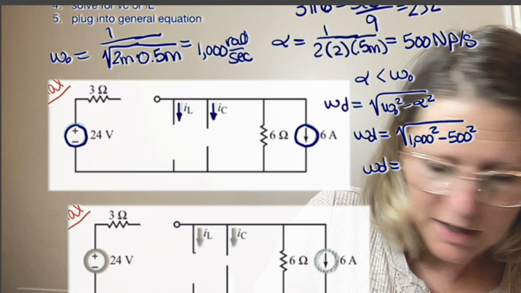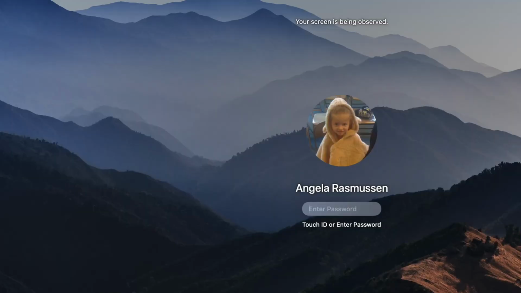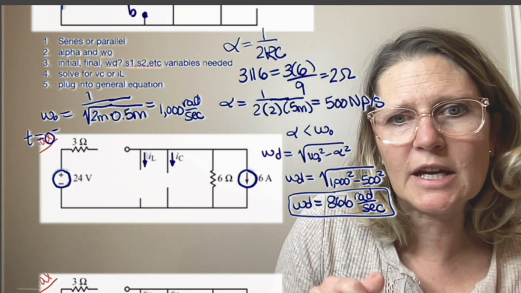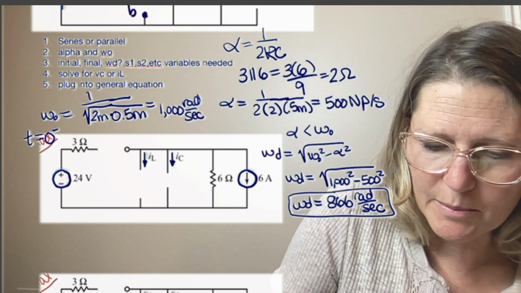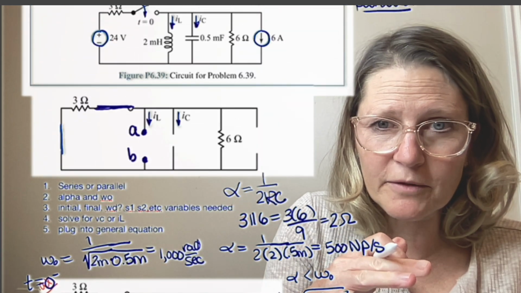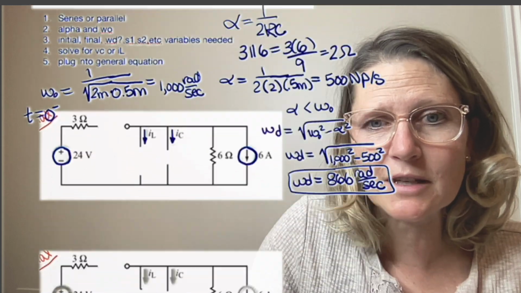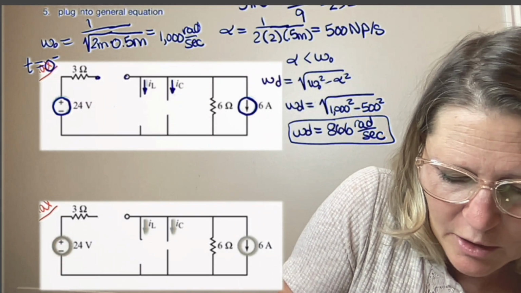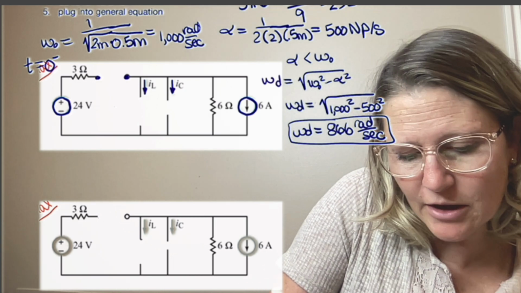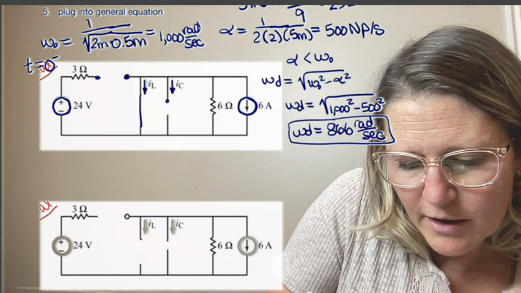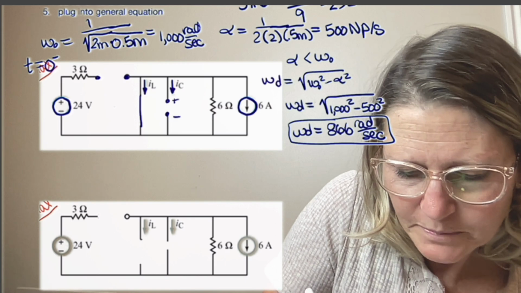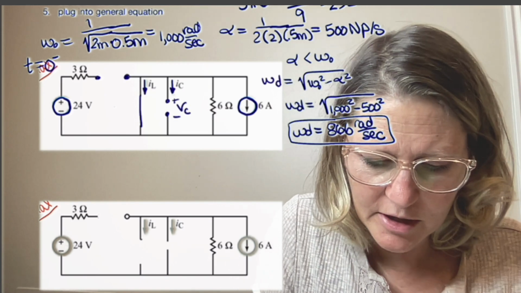So there's one value that we needed. The other value is the initial value. And so for the initial value, we need to find it at a time right before the switch happens. That means that the switch is open first and then closed. So 0 minus is going to be an open. So we're going to have an open here, and that means it's been sitting for a long time. So a wire for the inductor and an open for the capacitor.